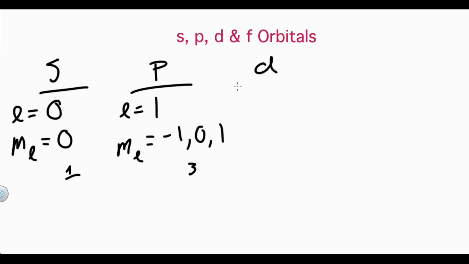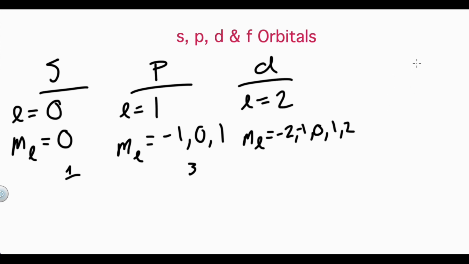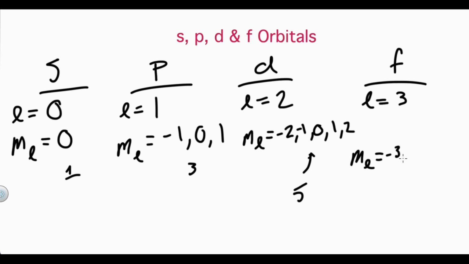Okay, and then for the d orbital, same thing. L equals 2, and ML equals -2, -1, 0, 1, 2. And it has 5 values. With the f orbital, again, same thing. L equals 3 now, and ML equals -3, -2, -1, 0, 1, 2, 3. So it has 7 values.